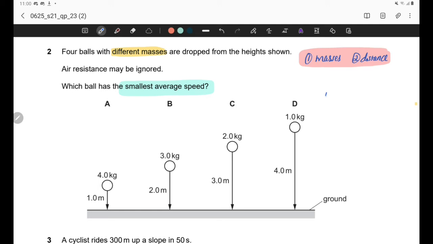So first we can focus on the mass. When mass changes, how it will affect the average speed. So here we have different balls. They are falling under gravity. There is no air resistance, as mentioned in the question: air resistance may be ignored. So the only force acting on this ball is the force due to gravity, or the weight of the ball. So we can understand the net force or the resultant force is only weight.